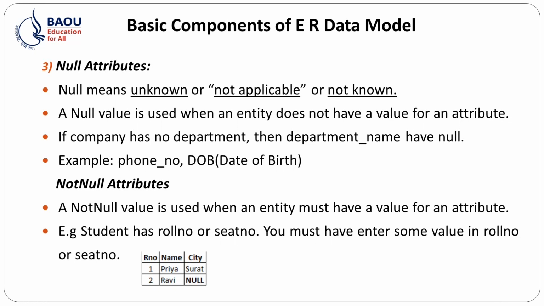Same as the not null attributes. What are not null attributes? Not null is used when the entity must have a value for the particular attribute. When the attribute value is compulsory to fill, then not null is used. For example, a student has a roll number or a seat number. You must enter some value in roll number or seat number. You cannot leave a space or a blank in a not null attribute.